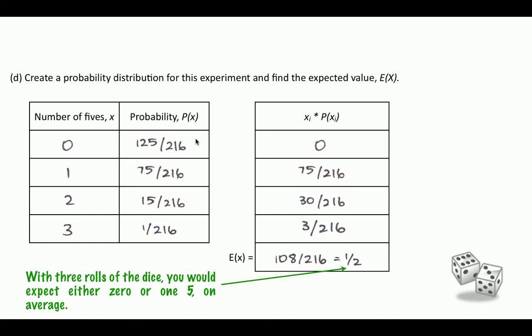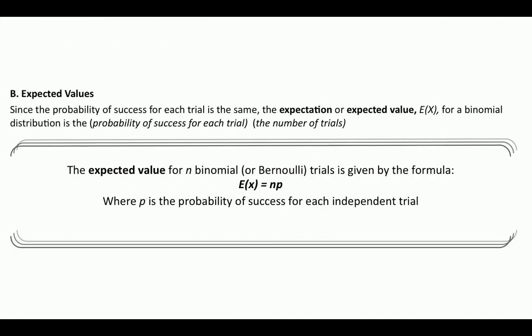As a class, if we did this, we'd have the majority of people getting no 5s or 1 five. And then when we averaged everyone's results, we'd get about 0.5. We get basically an average of 0.5. That's what we'd expect. All right.